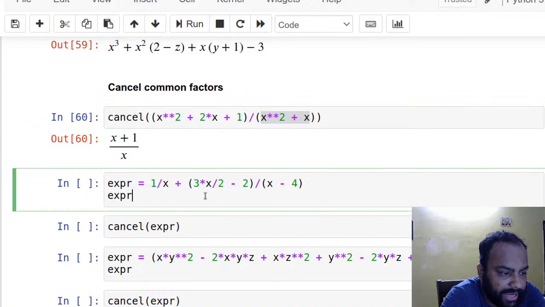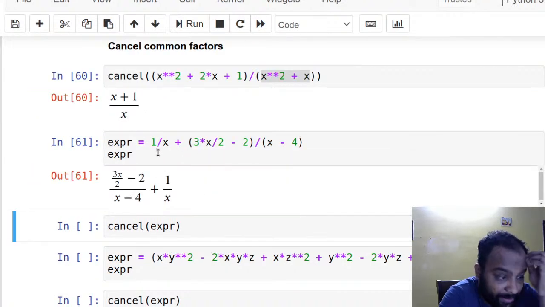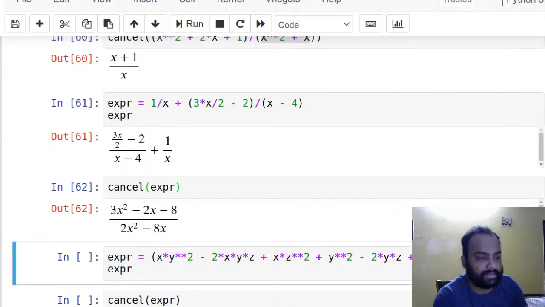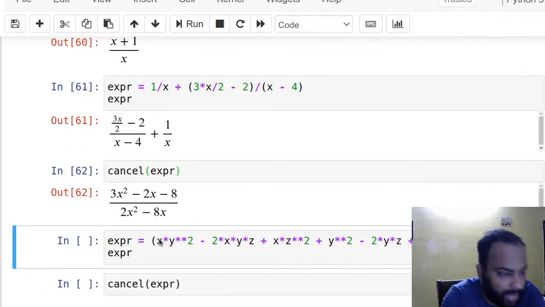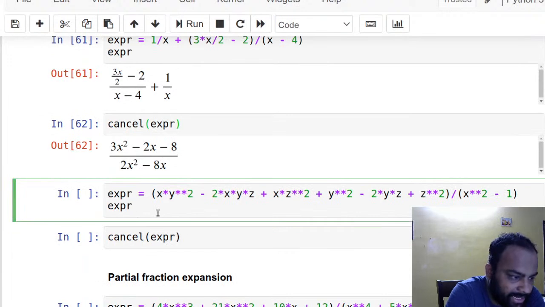Right? So here is another expression for you. Look at the expression. So this is 1 by x plus, on the numerator I have 3x by 2 minus 2, then again on the denominator I have x minus 4, right? Now if I say I want to cancel these, it will again try to do some sort of cancellation of common factors from the numerator and the denominator. But in order to do that, it will first combine the factors and then try to factorize the numerator and the denominator and then cancel out the terms. If that is not possible, you would end up with a combined result, right? Something like that. There is just another example for you.